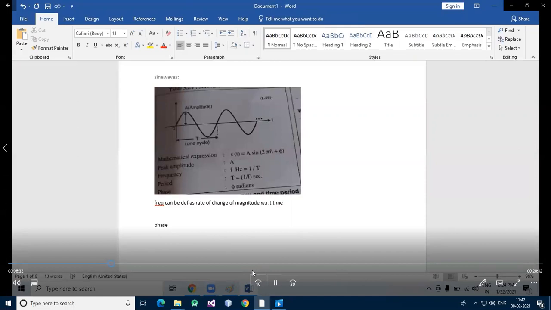Change of signal magnitude in a short time span corresponds to high frequency. Change of signal magnitude over a long time span corresponds to low frequency. A signal which does not change at all has zero frequency. An example of such a signal is DC, direct current. A signal that changes instantaneously has an infinite frequency. Examples are a delta signal or impulse.